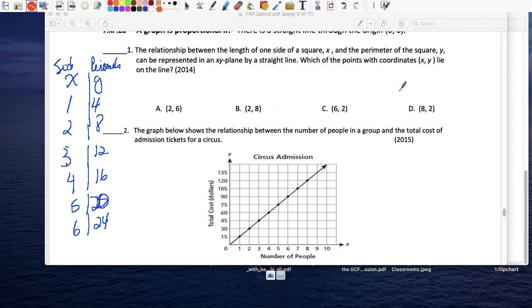So which of these points could represent a square with a side and the corresponding perimeter? So if the side of the square is 2, the perimeter should be 8. So this is garbage. If it's, well, here we go. If the side is 2, the perimeter should be 8. So this works out. This one doesn't make sense. If the side is 6, is the perimeter 2? Garbage. If the side is 8, is the perimeter 2? Garbage. So the only one is that one.